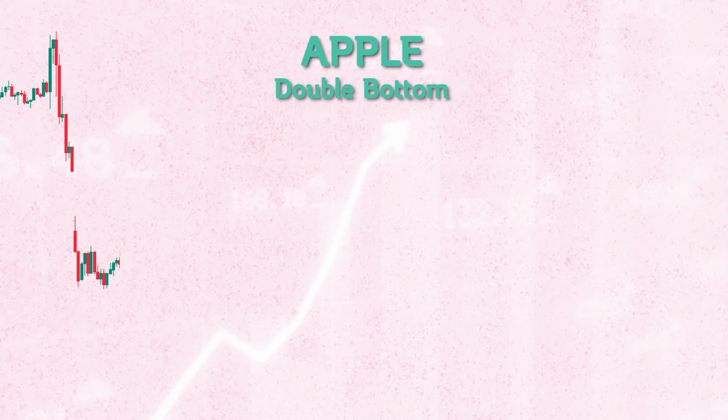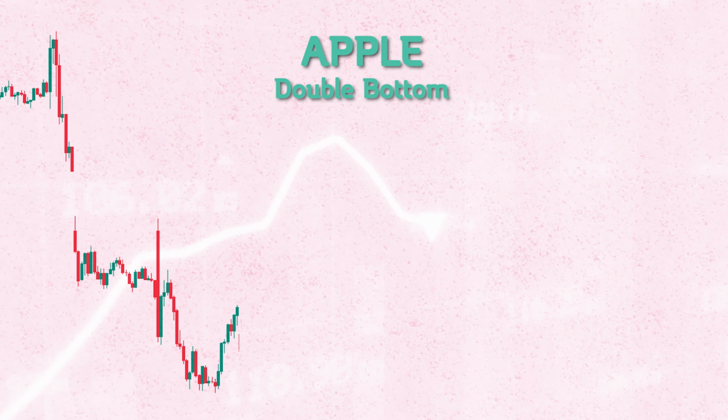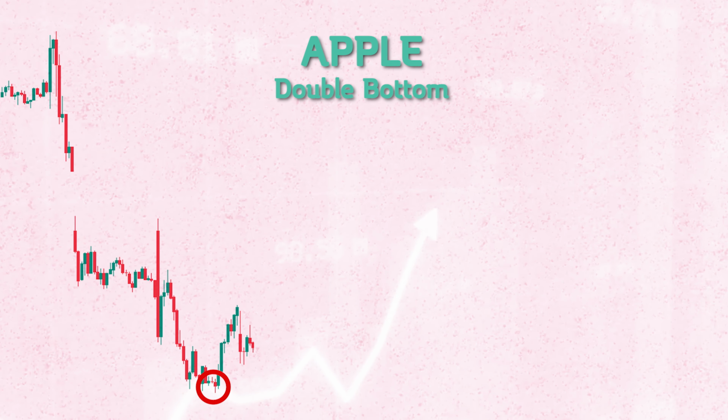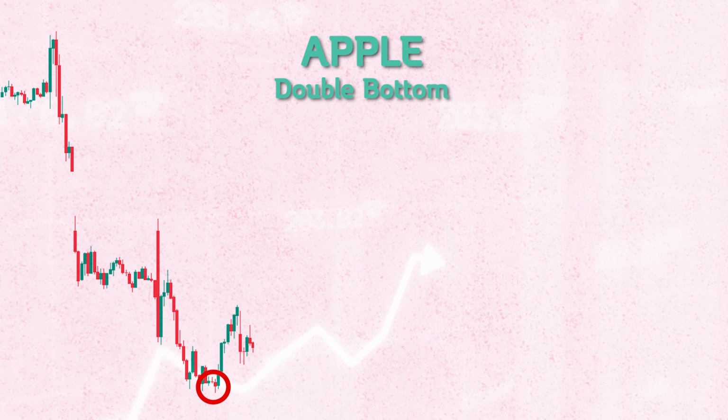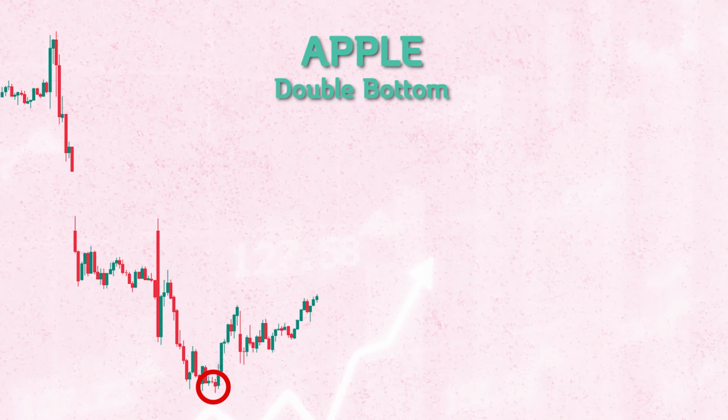Speaking of which, let's head to the charts to see an example from Apple on the 15-minute frequency. The first step to identifying the double bottom is the formation of the first bottom, which occurs when price reaches a low point, forming the first trough. As price reverses, it looks like sellers are losing control.